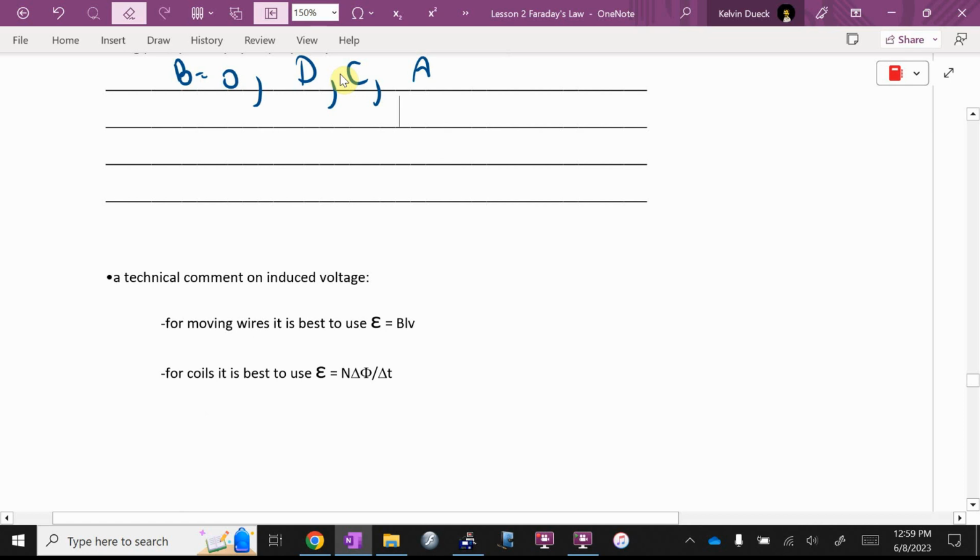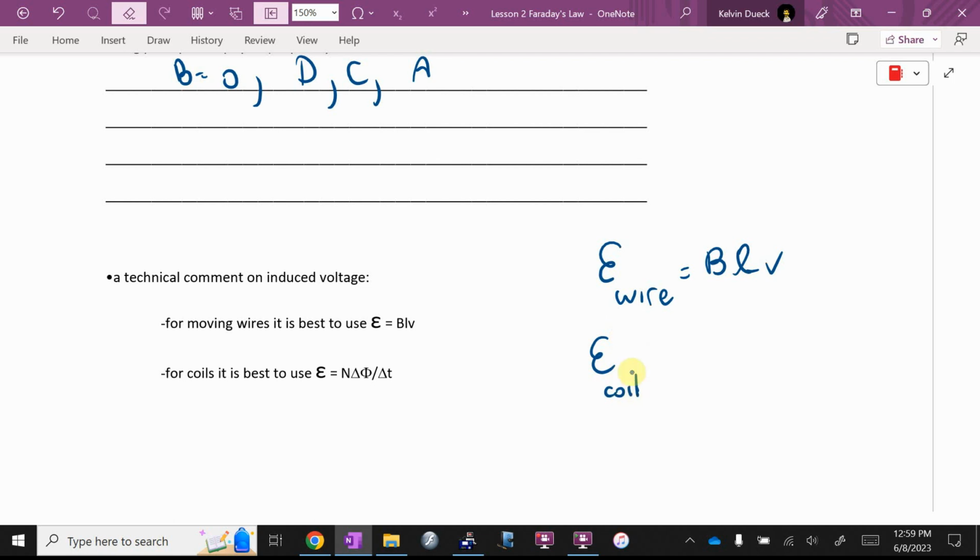So, technical comment for induced voltage, symbol for both of them is EMF. If it's a wire, use BLV. Oh, that L didn't go through. If it's a coil, use negative N, change in flux over change in time. That's how generators work.